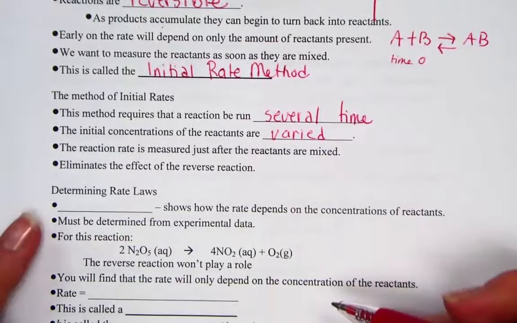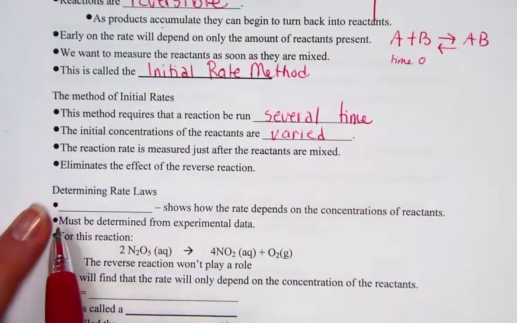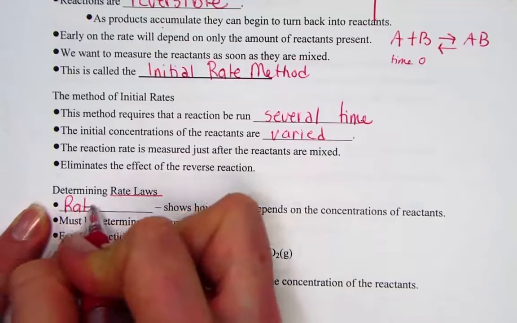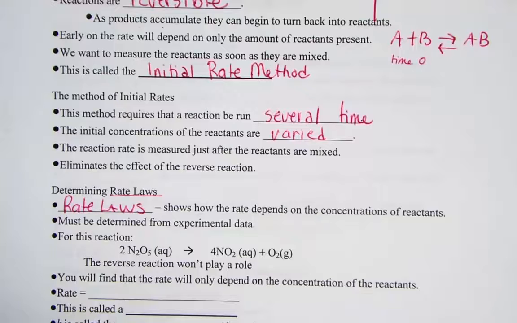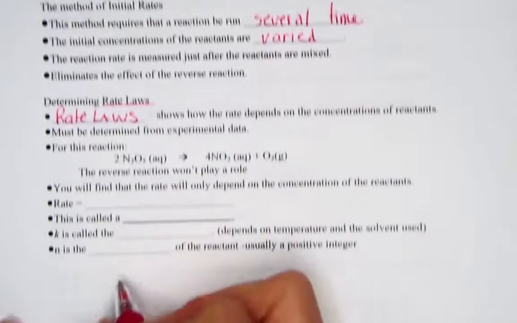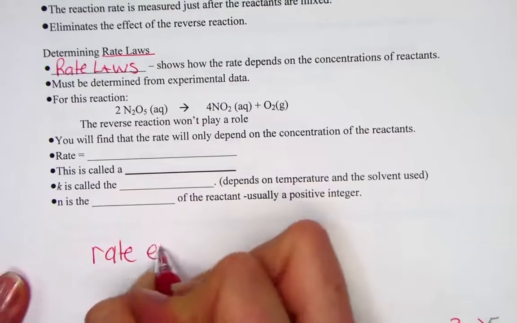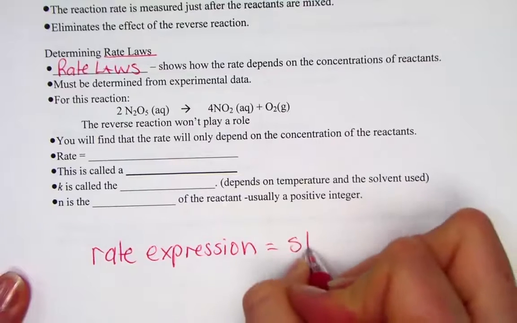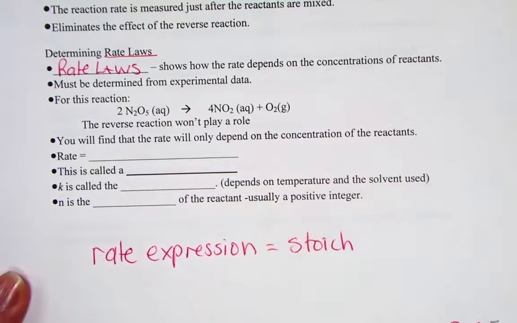When we start determining rate laws, remember the last page we wrote rate expressions. This is very different. Rate laws show how the rate depends on the concentrations of the reactants. It does not, I'll repeat, it does not have anything to do with the stoichiometry. The rate expression, that's what we just practiced in the previous lesson. That uses the stoichiometry where we use those fractions.